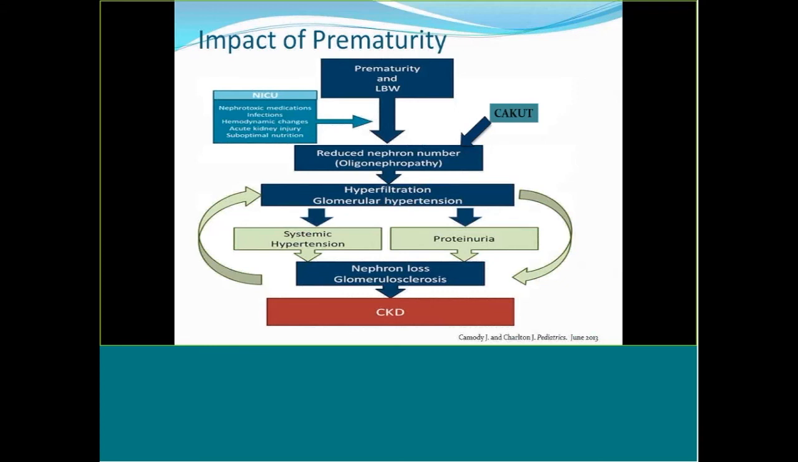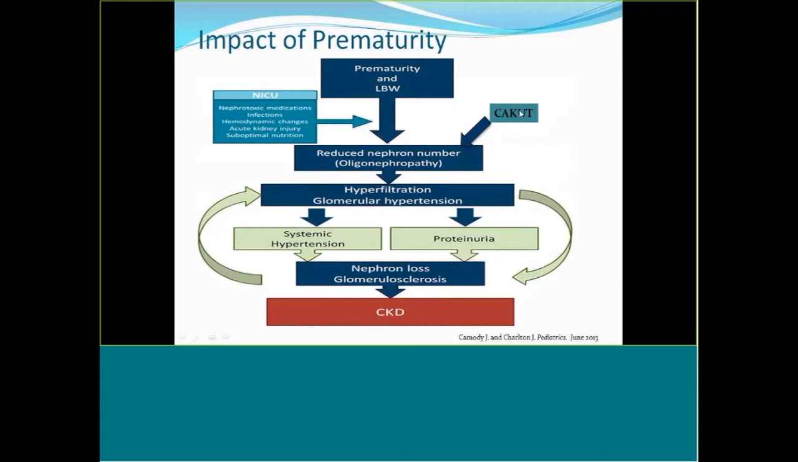And I just wanted to touch very briefly, when I talked about environmental issues that can affect as well, one of the big things is prematurity. So what I've been talking about here, to this point, is CAKUT. And that alone can give you reduced nephron numbers, or what we call oligonephropathy. If you're premature and low birth weight, that can give you low nephron numbers.